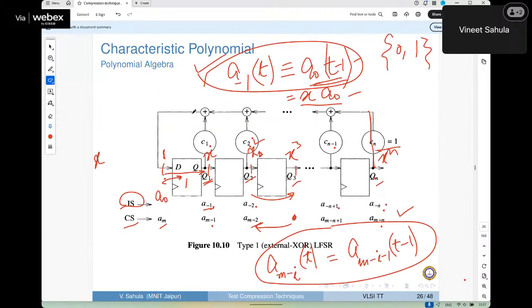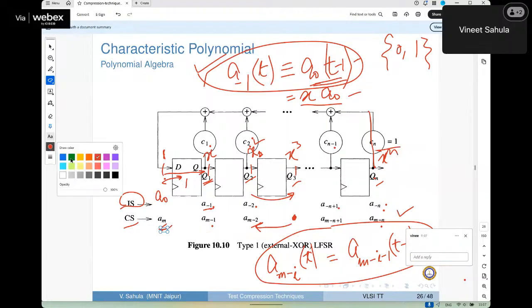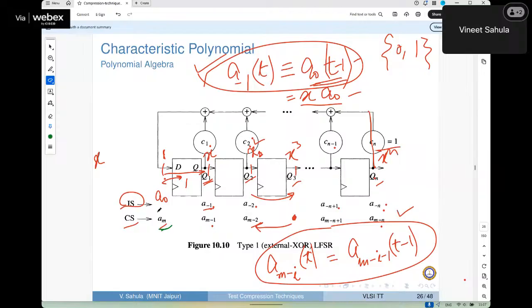Here, this is AM. I change my ink actually. Fine. This is AM here. This is A minus M here. What is the equation? This AM here is summation of all these taps.